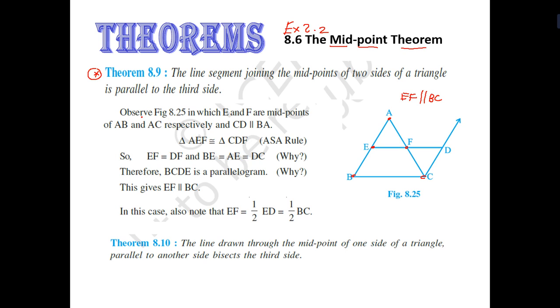If you observe figure 8.25, in which E and F are the midpoints of AB and AC respectively, and CD is parallel to AB. Here it is CD parallel to AB. Another way, if I take E and F, we can write it here, but we have to prove this. So here it is EF. We have to prove EF parallel to BC.